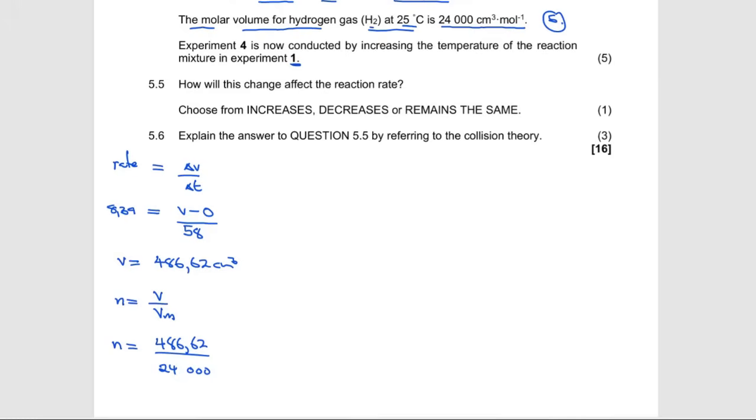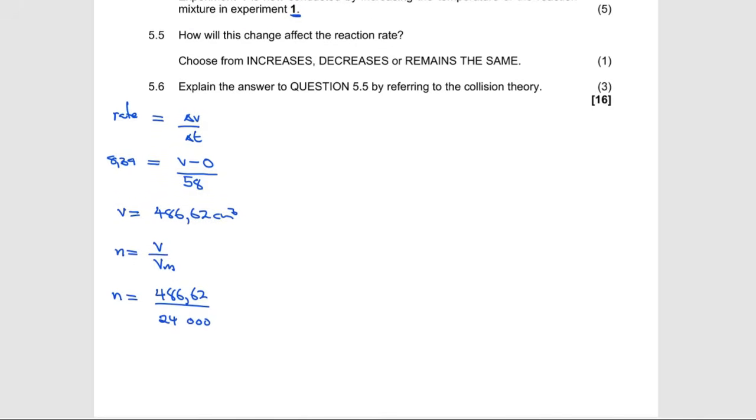So I'm going to say divided by 24,000. So I'm going to get a value of what? This gives me a value where our n is going to be 0.0202. So I can leave it like that, 0.0202 moles.